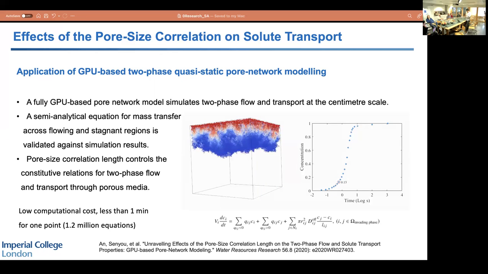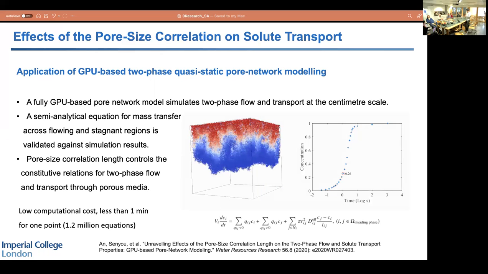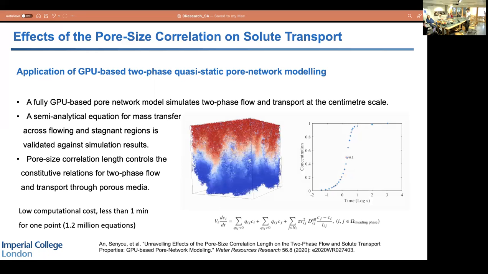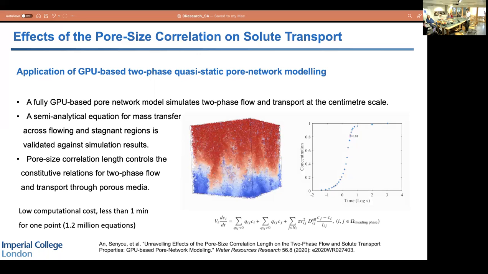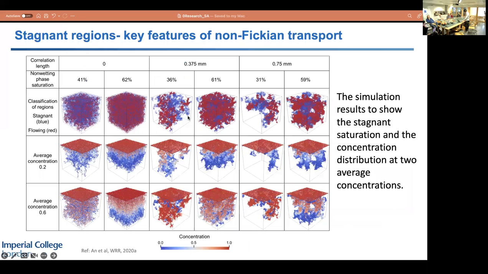For this algorithm, we do the two-phase flow to reach a saturation, and at specific saturation, we keep the inlet concentration at 1 and see how the solute transports in the porous media. So this is the velocity field. We give it a threshold to separate the stagnant, no flow part, or very small flow part, and the flow part. For each of them, here I plot the average concentration at 0.2 and 0.6. Yeah, we can clearly see that there is a correlation between the stagnant region and the concentration field.